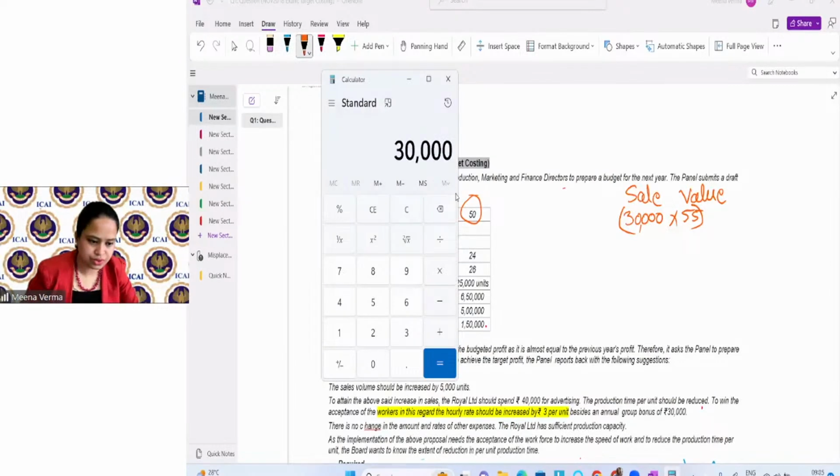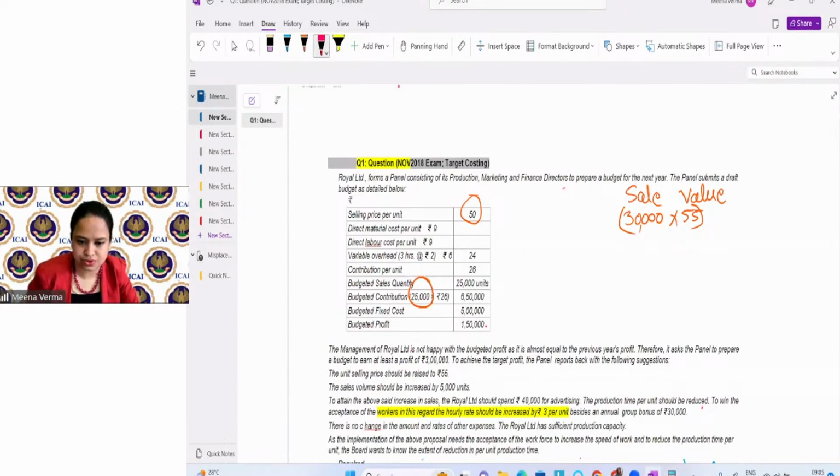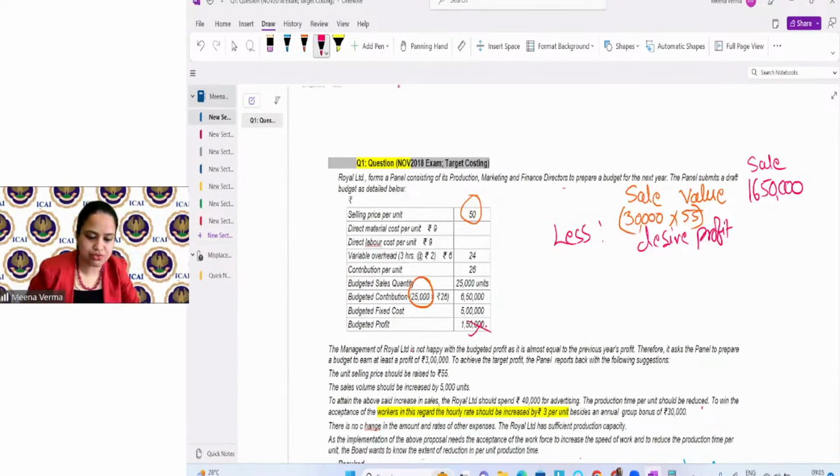30,000 into 55. So this is giving you 16,50,000. Right? This is the total sale value. Now let's consider the desired profit, less desired profit. Desired profit is what? 3 lakh. Instead of 1,50,000, the company wants to maintain a profit of 3 lakh.